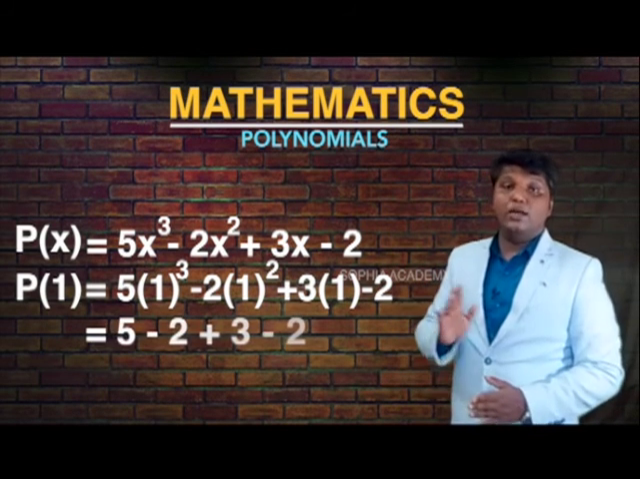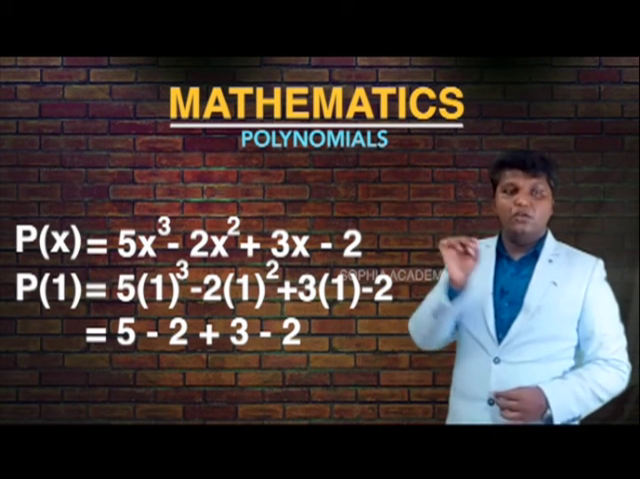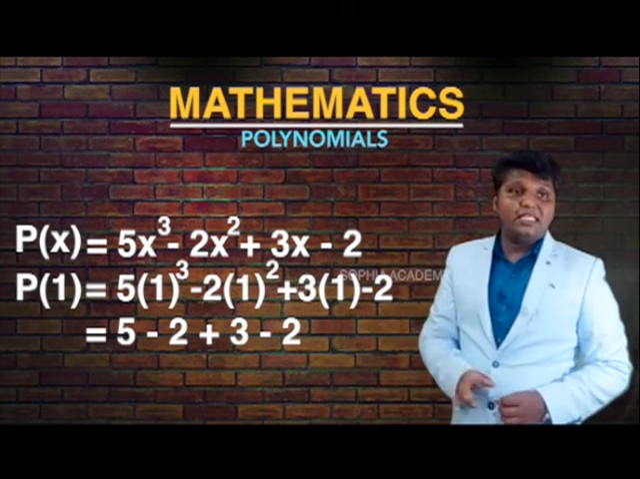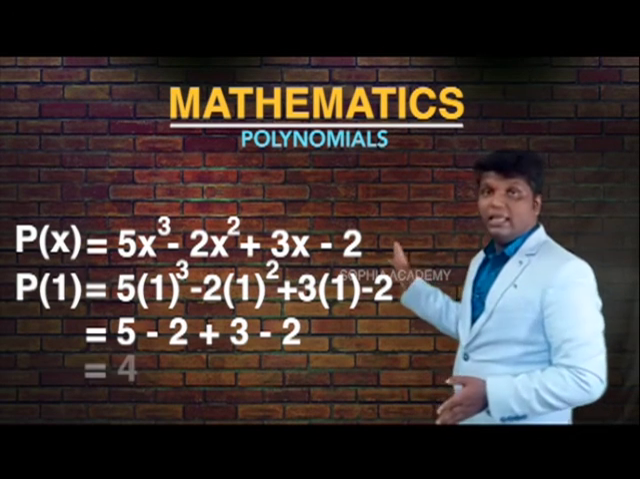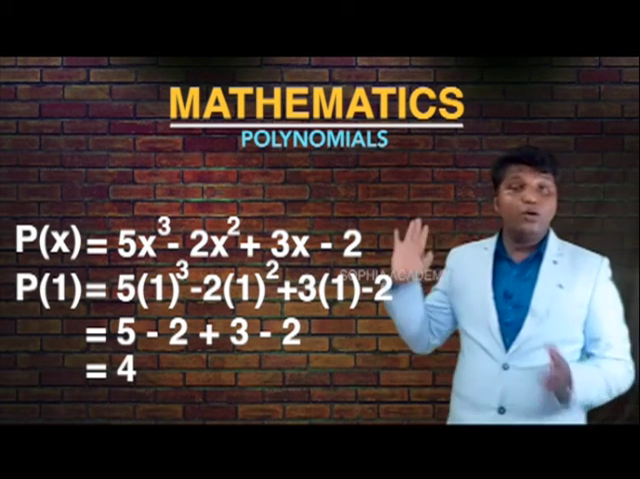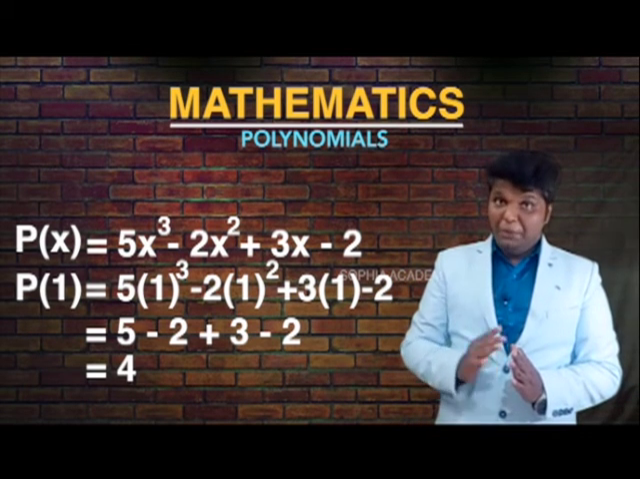Now that is equal to, what is 5 into 1 cube? 1 cube is 1, so 5 into 1 is 5 itself. So 5 minus 2 plus 3 minus 2. Finding the value of this one, adding them together, what will you get? 4 is the answer. So now here you got 4, which means P of 1 is 4. Okay, P of 1 is 4.